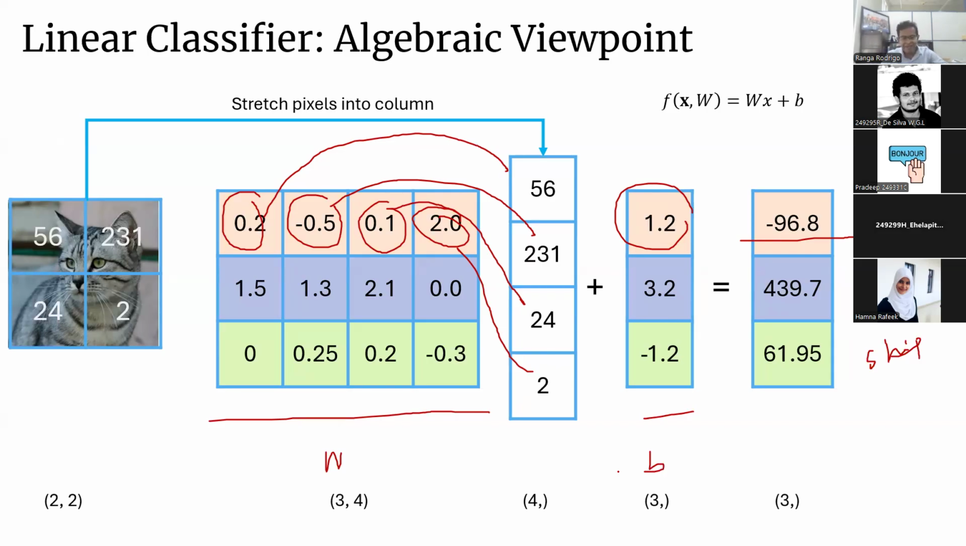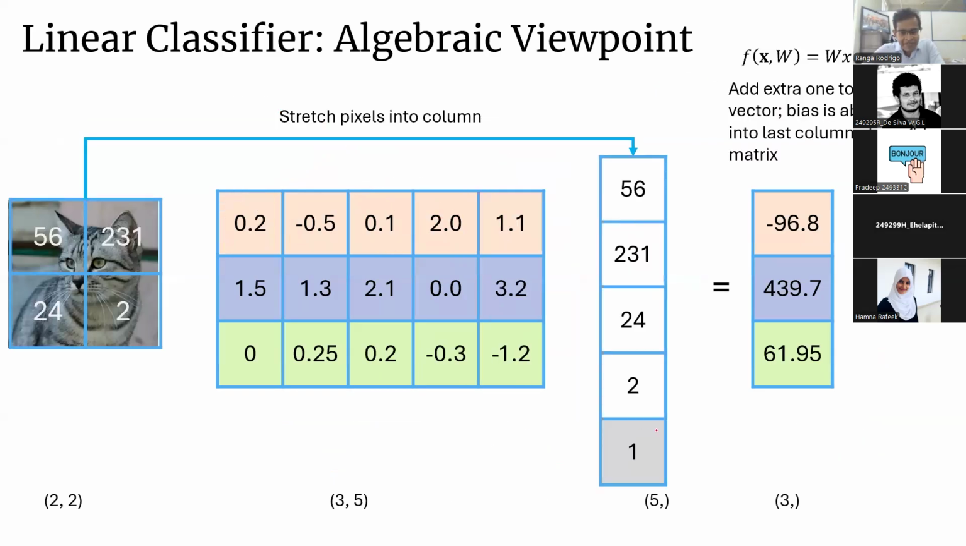I hope that this example is very clear to you. So Wx plus b is the function that we apply. This one is W and this one is b. This is our x, and this is our f(x, W). Very simple. Okay, that's the algebraic viewpoint.